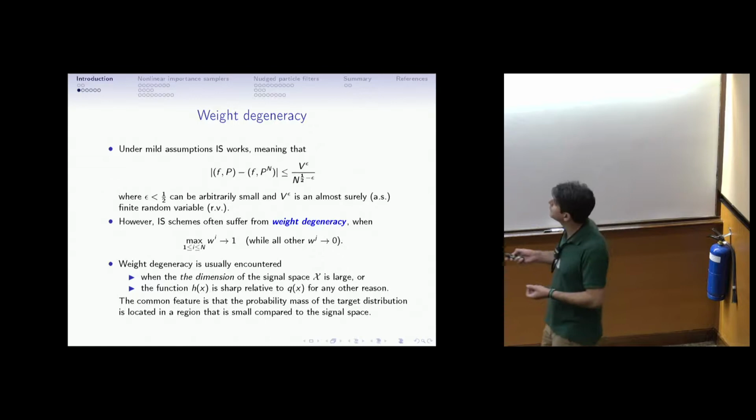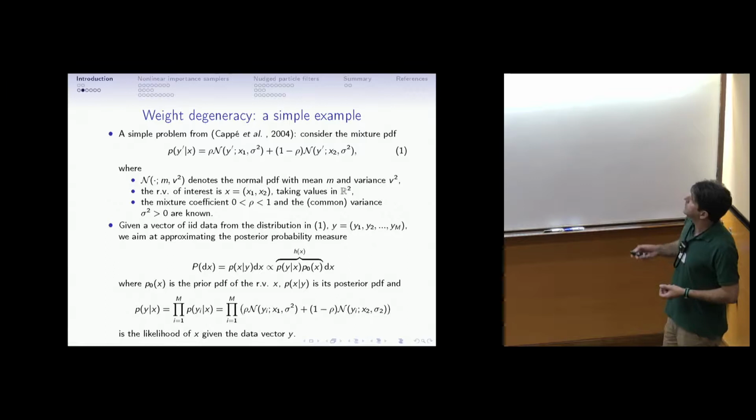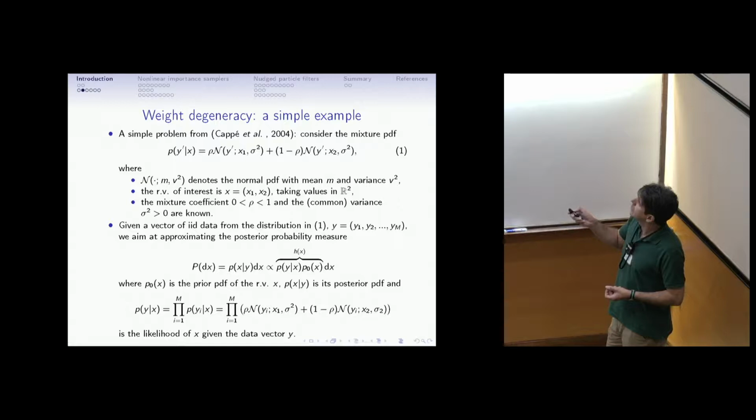Okay. So this is a rather simple example. It's two-dimensional, so I'm generating two-dimensional observations y from this model, which is a mixture of two Gaussians. The variance for the Gaussians, well, I'm assuming this stands for a diagonal covariance matrix scaled by sigma squared. The parameter rho that determines the mixture is also known, so the only thing I want to estimate here are the means x1 and x2. Okay?